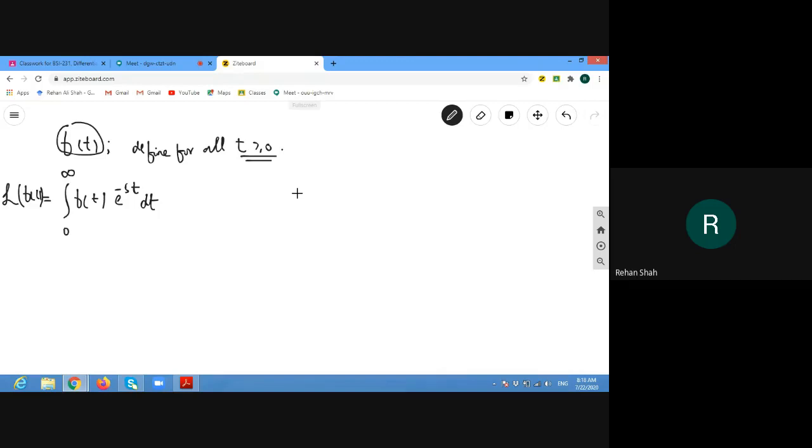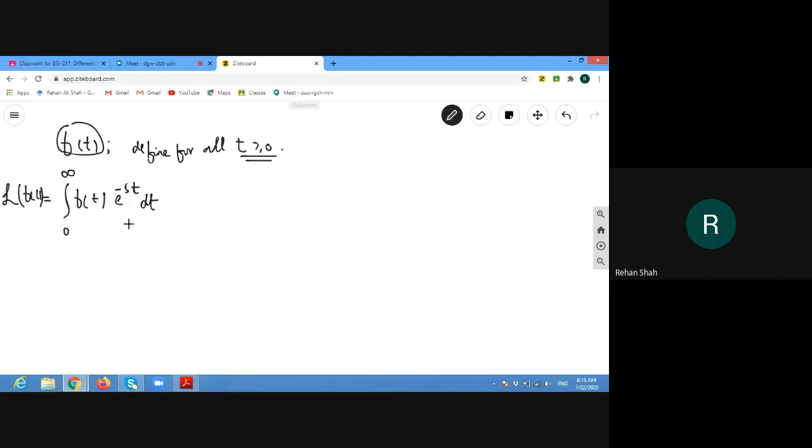So not every function can be transformed by the Laplace transform. That function will be transformed using the Laplace transform if it is defined for all non-negative values. This is the first thing. You will see that if this function is defined for all non-negative real numbers, then that function can be converted to another function by using the Laplace transform.